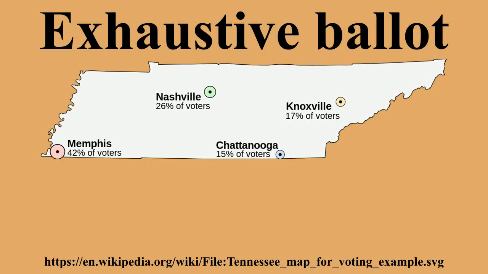There are also variants which exclude more than one candidate at a time. For example, in elections for the Speakers of the Canadian and British Houses of Commons, any candidate with fewer than 5% of all votes in the first round is immediately eliminated.